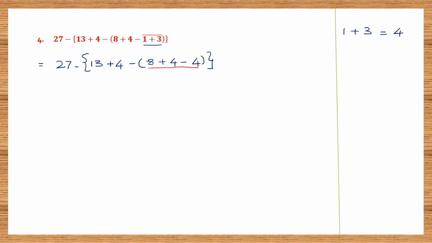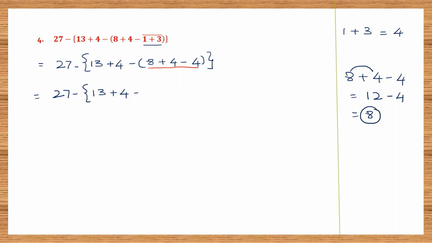Let's write everything else as it is. So we have 27 minus {13 plus 4 minus. Now we're going to work out what is within the parenthesis: 8 plus 4 minus 4. I can add up these two: 8 plus 4 is 12. 12 minus 4 is 8. So I've got 8 here, which I'm going to put back in my second step. In place of the parenthesis which I have removed, I'm going to write 8 and I close my curly brackets. So now I have only the curly brackets left.